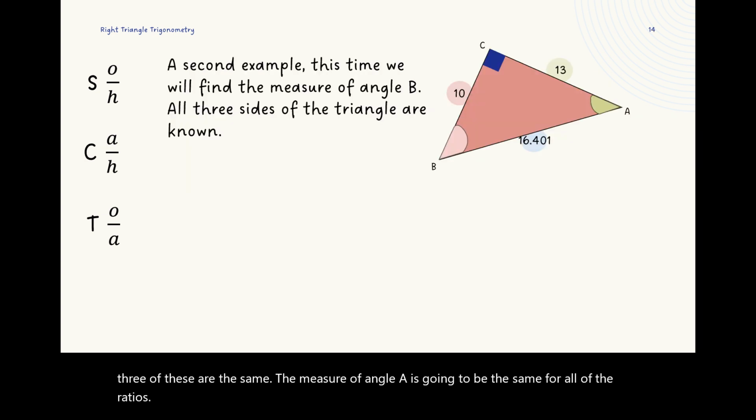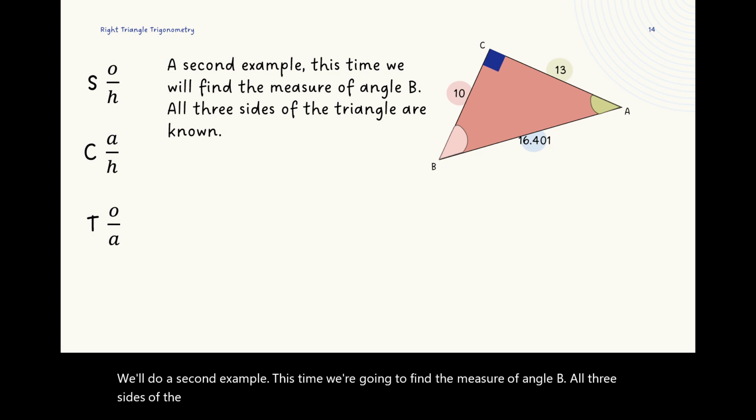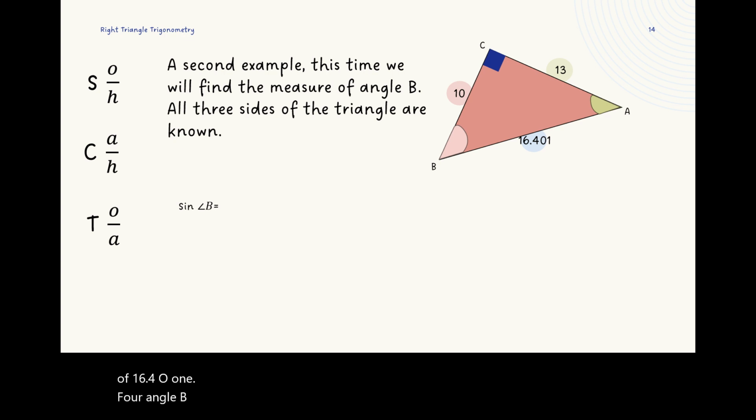We'll do a second example. This time we're going to find the measure of angle B. All three sides of the triangle are known. We have a side that is 10, a side that is 13, and a hypotenuse of 16.401.